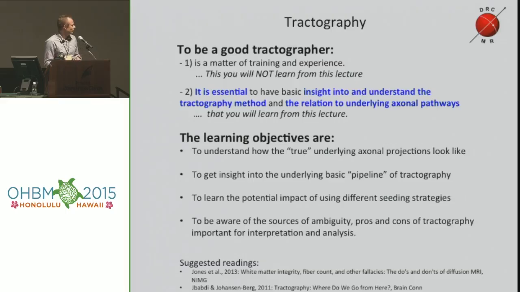So I put together some learning objectives here. First, you will get insight into what the true axonal networks actually look like. Then we'll look into the basic pipeline of tractography. You heard some of the processing stages this morning. Then we will look into the different seeding strategies to extract the tracks. And then, of course, you should get some insight into the different sources of ambiguity that can influence your tracking results.